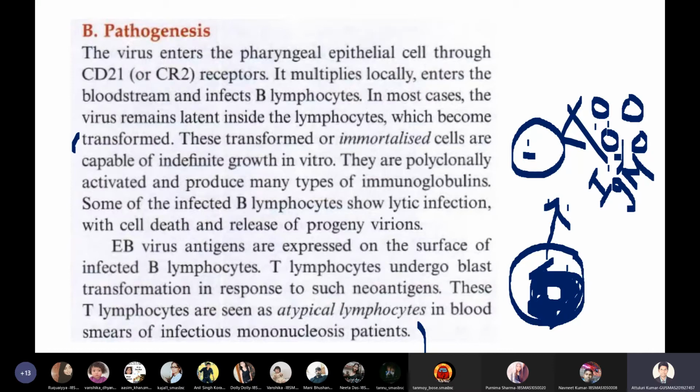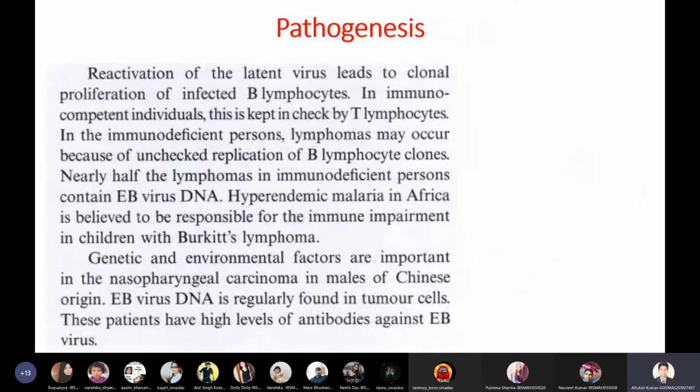Then it will cause B cell carcinoma. Then it will cause Burkitt's lymphoma. Then it will spread through the lymph nodes. Meanwhile, in parallel, it will attack the T lymphocytes, causing infectious mononucleosis. Then it will also cause nasopharyngeal carcinoma in the mouth. So this is all about the pathogenesis of the Epstein-Barr virus.